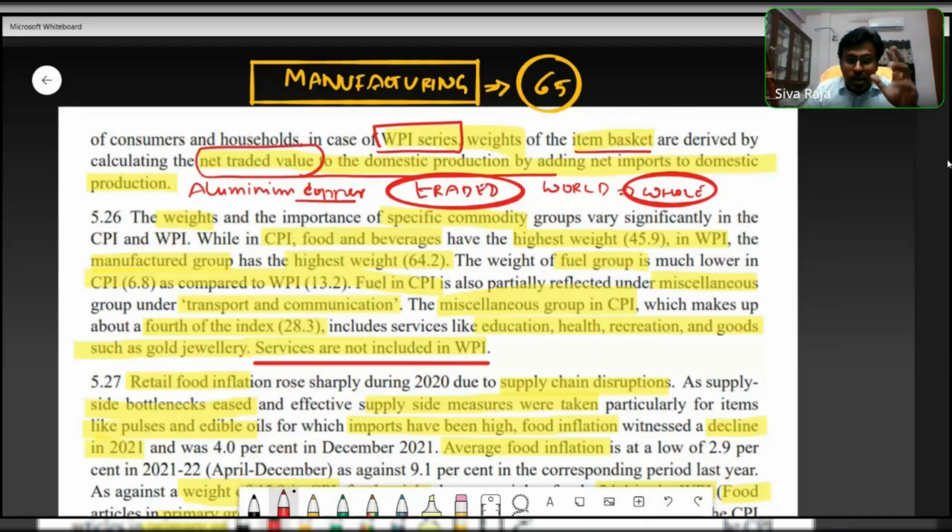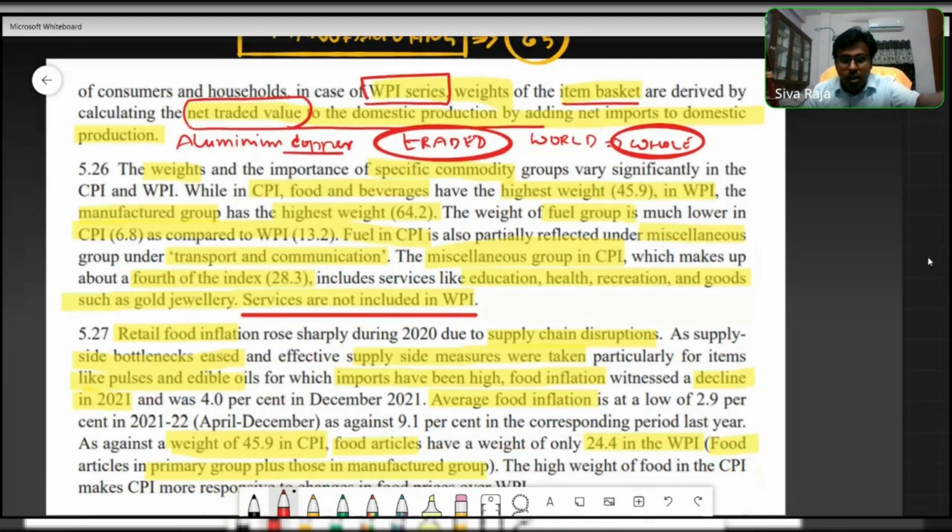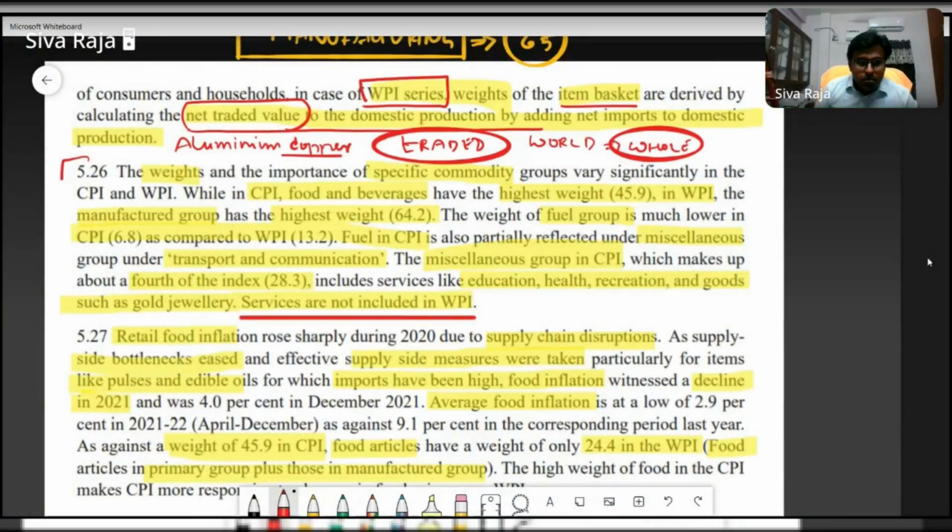Next point. So the first point is this. Second point, note it down. In the Economic Survey, it is beautifully put together. This is the paragraph, this is the question. In the Economic Survey, in WPI, if you are able to see, food and beverages has the highest weight.